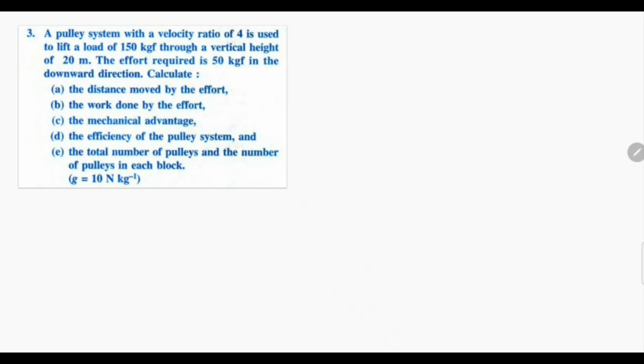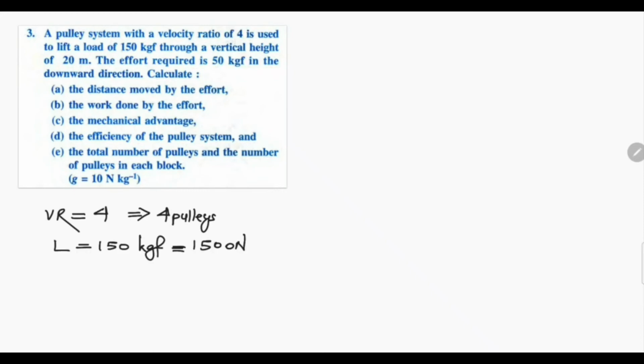Next question, read carefully. Let us write the data first. Velocity ratio is given to you as 4. That means the number of pulleys in this block and tackle pulley system will be 4. Load is given to you as 150 kgf. At the end of the question, the value of g is given to you as 10. Hence, 150 into 10 will give me 1500 newtons. Effort is 50 kgf, which will be equal to 500 newtons. Also given to you, the load moves up to a vertical height of 20 meters. So displacement of load is 20 meters.